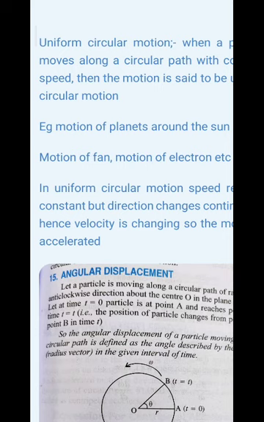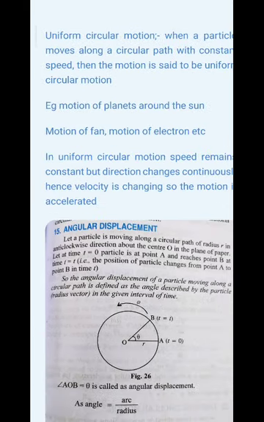Dear students of class 11th, our topic is uniform circular motion. That is another example of motion in a plane. We have studied the equations, and we have studied the important topic, projectile motion, and have done some numericals on projectile motion. You try other numericals related to the topic.